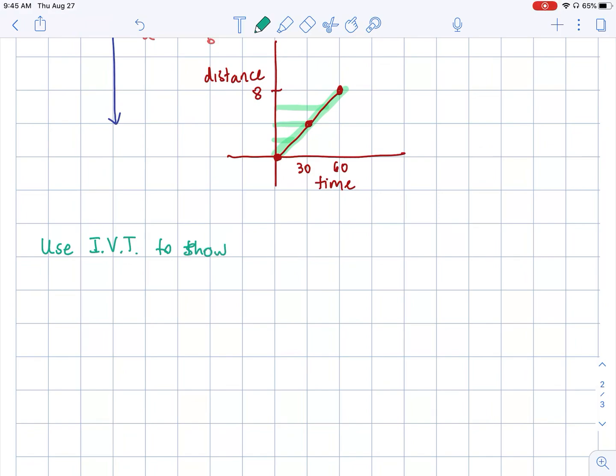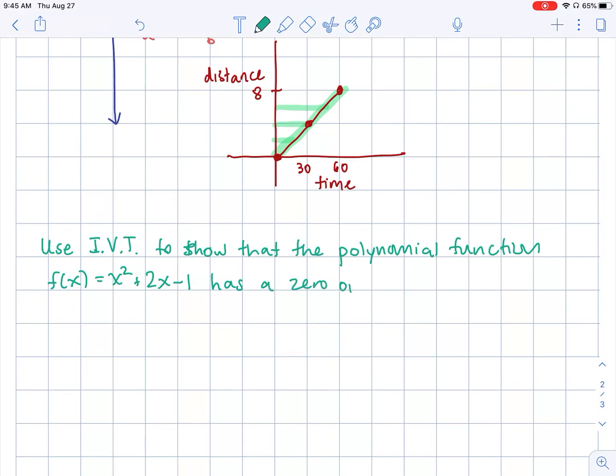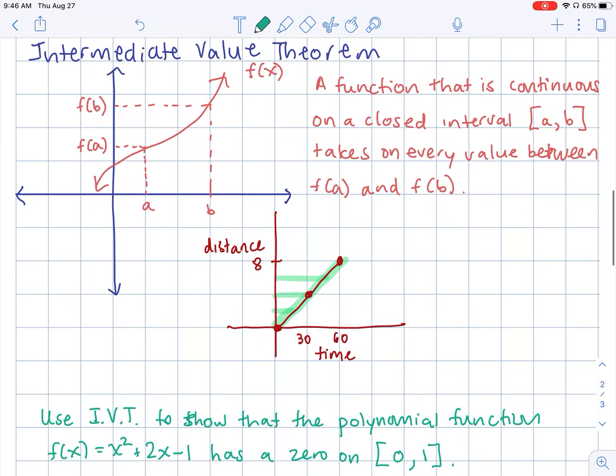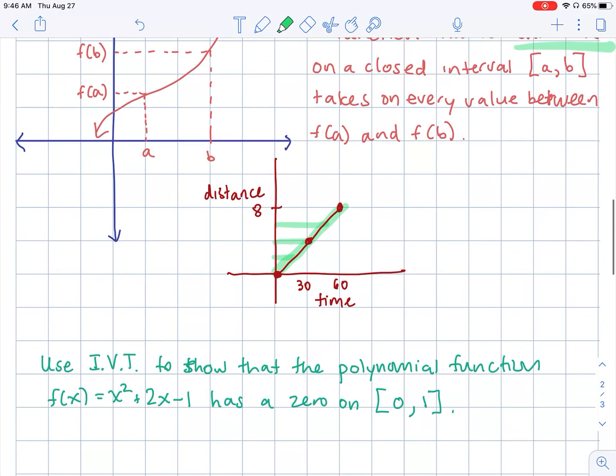that the polynomial function f of x equals x squared plus 2x minus 1 has a 0 on the closed interval between 0 and 1. So the important thing to note with IVT is that the conditions must be true. So we must know that the function is continuous for us to make this conclusion.